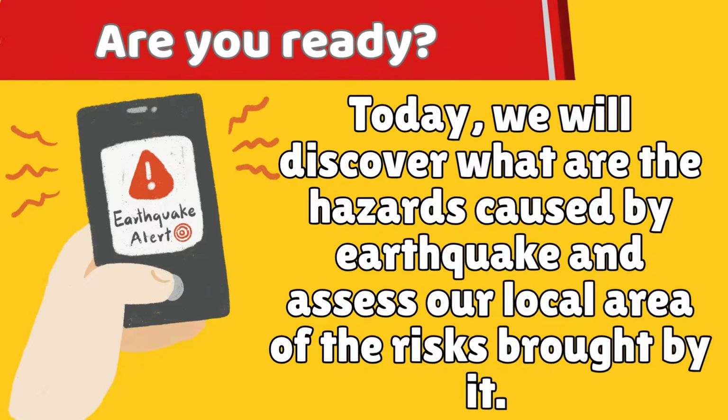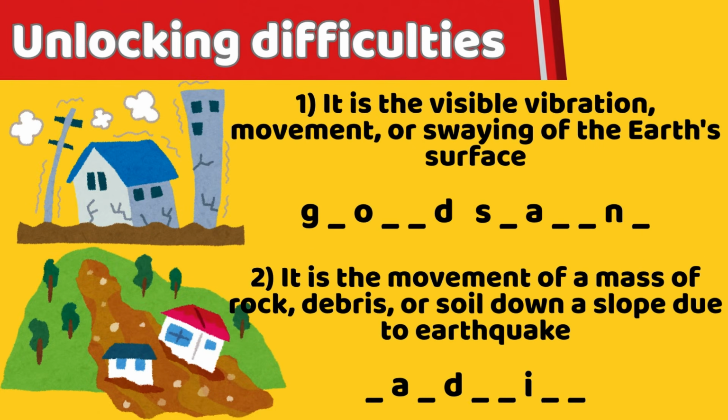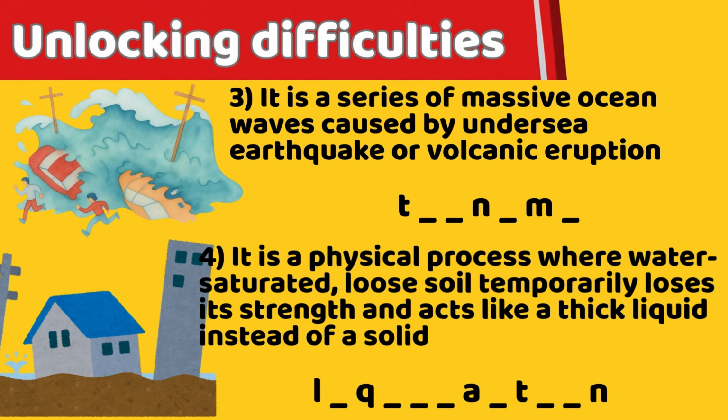Unlocking of difficulties. Number 1. It is the visible vibration, movement, or swaying of the Earth's surface. Number 2. It is the movement of a mass of rock, debris, or soil down a slope due to earthquake. 3. It is a series of massive ocean waves caused by undersea earthquake or volcanic eruption. Number 4. It is a physical process where water saturated, loose soil temporarily loses its strength and acts like a thick liquid instead of a solid.